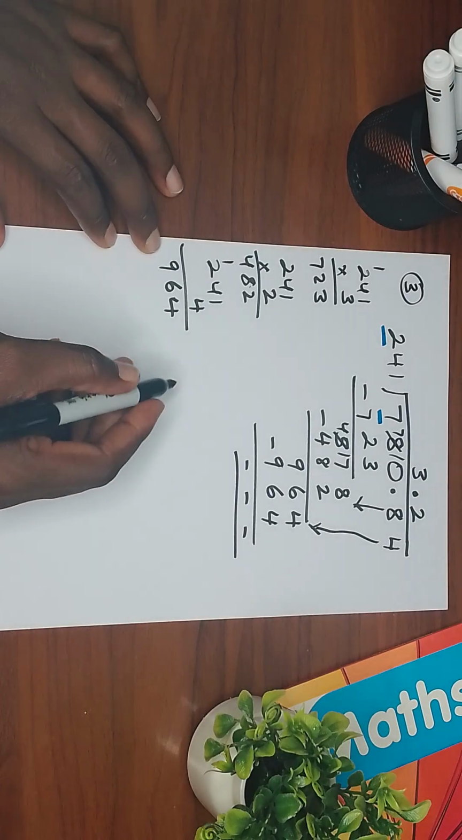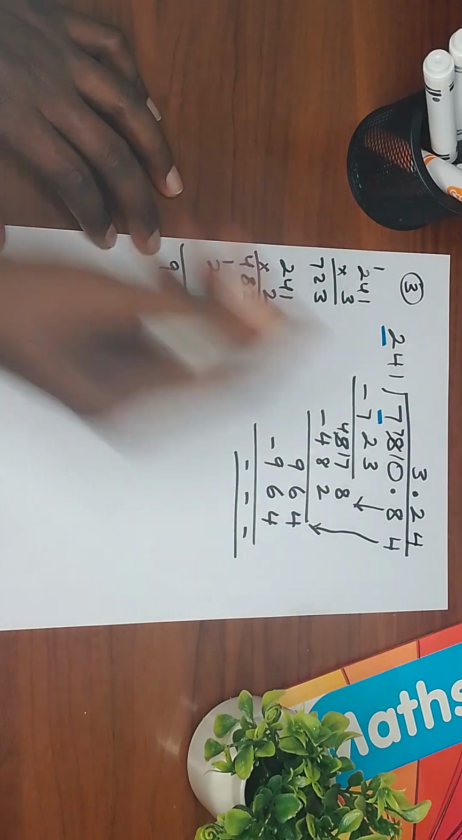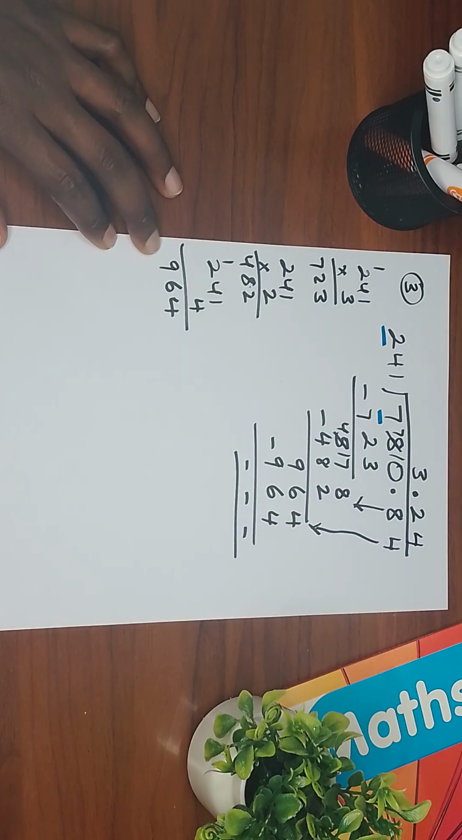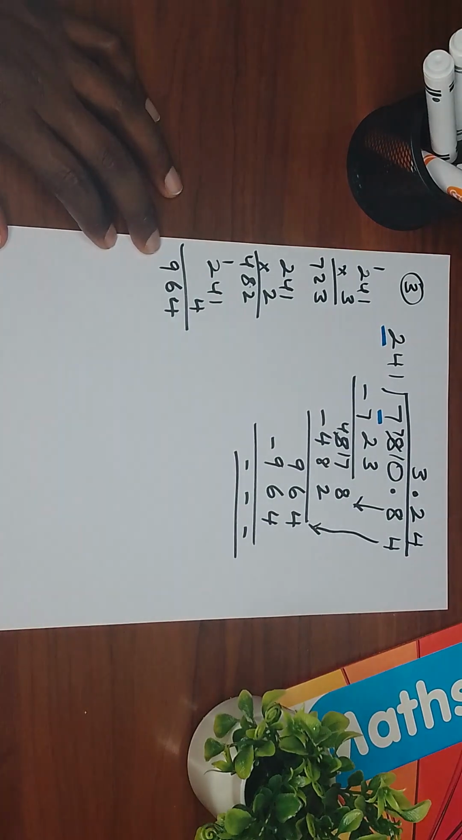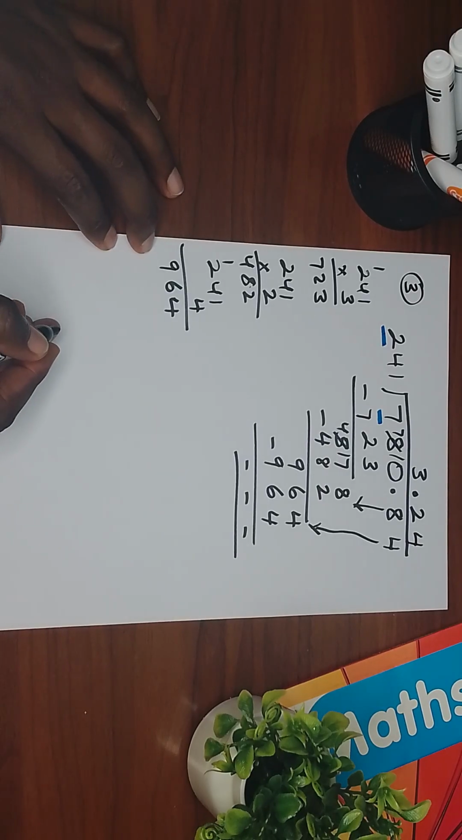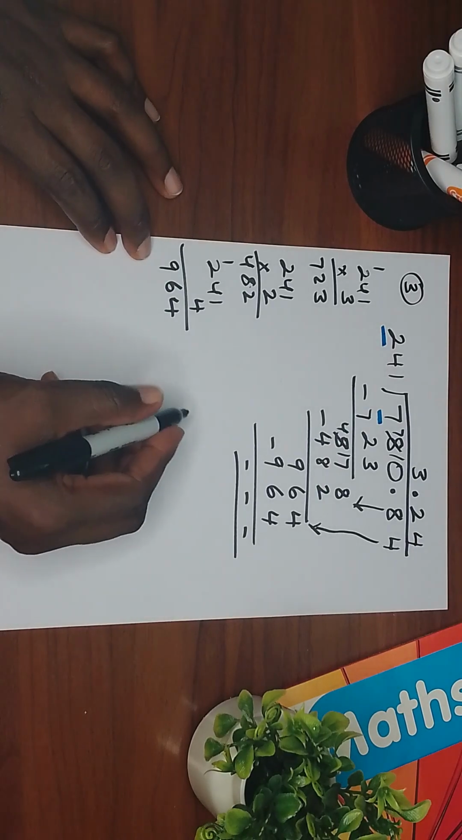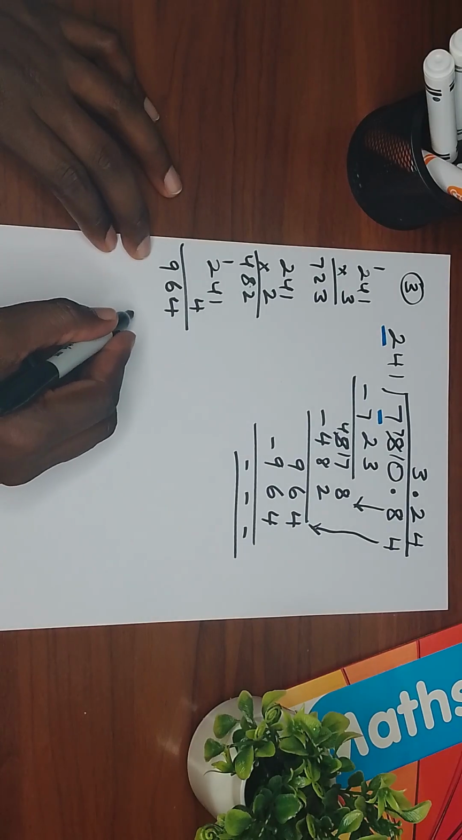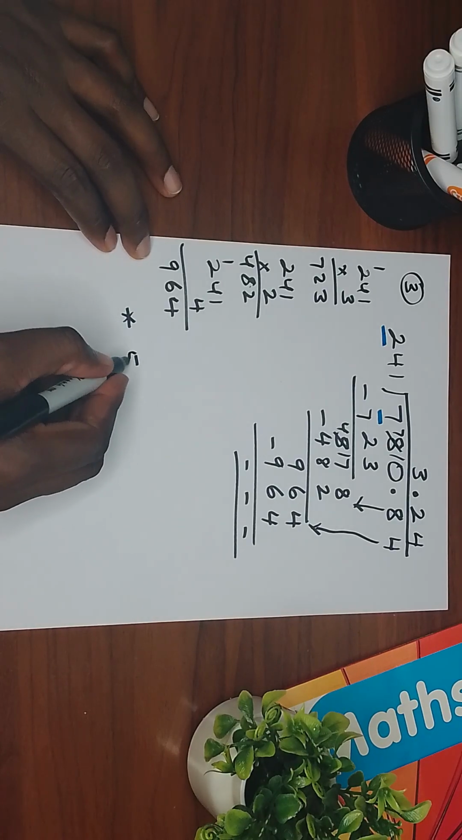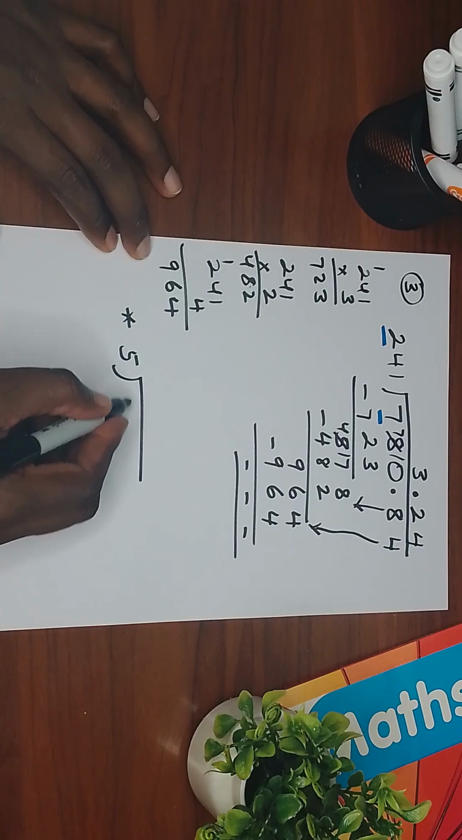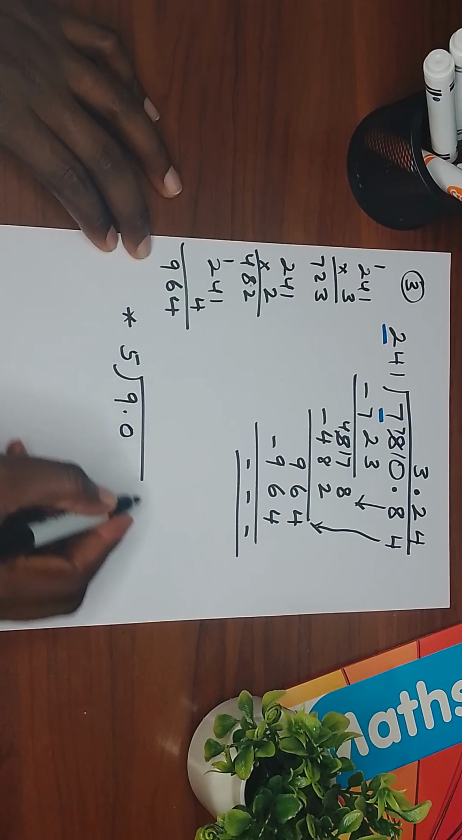So we got the final answer. And make sure that always when you are dealing with division of decimals, you get to the final answer. Now, in the comment section, I would like you to put for me the solution for this: 5 into 9.0. What will be your answer?